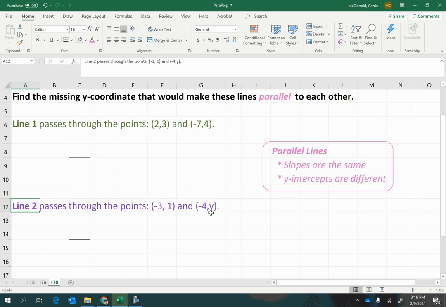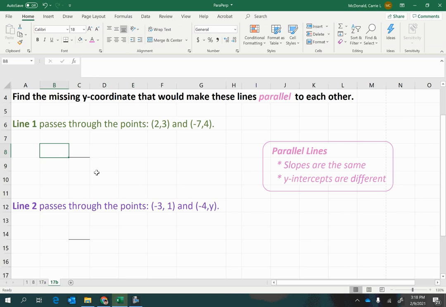And what we're being asked to do is a little detective work to see what that y value would have to be in order to force these two lines to run side by side without ever touching, to be parallel, in other words, to have the same slope.